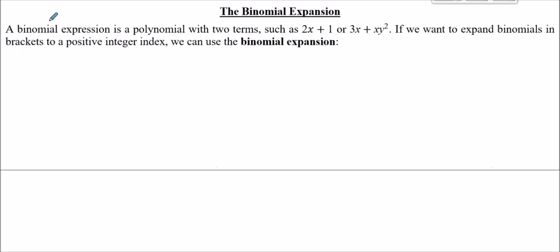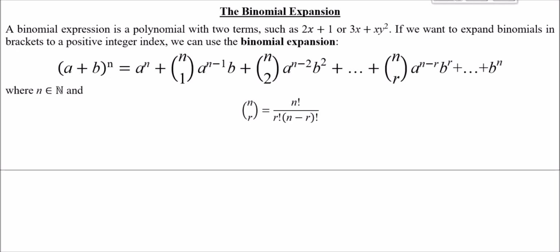So this is the general binomial expansion. a plus b raised to the power n, where n is some natural number, a whole number, 1, 2, 3, 4, 5. You have a to the power n, then n choose 1, a to the power n minus 1 b. So the power of a goes down and the power of b goes up.